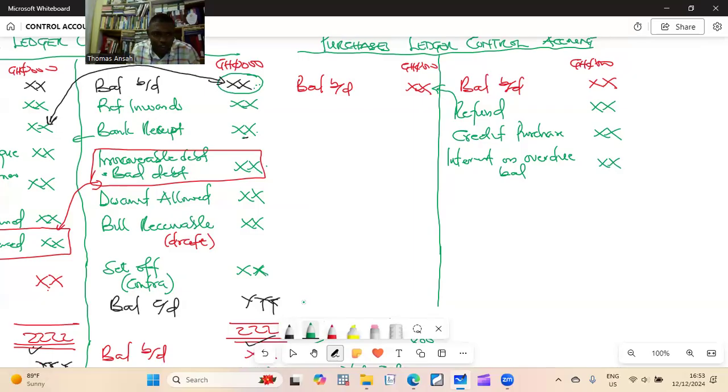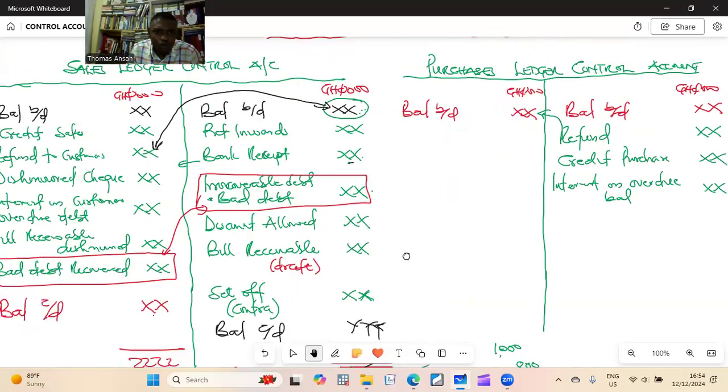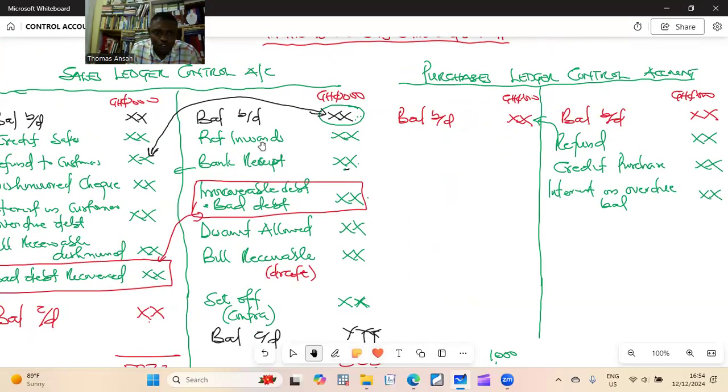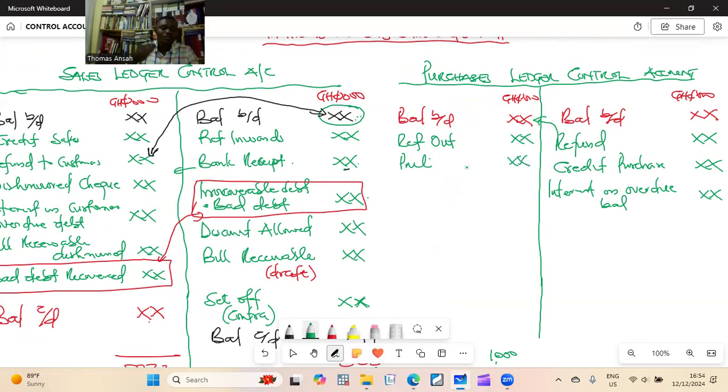Of course, in this one, when there is a return outward, it will rather come here. So if you make a payment, instead of receiving, if you pay, it will also reduce that. All right. So that is that.